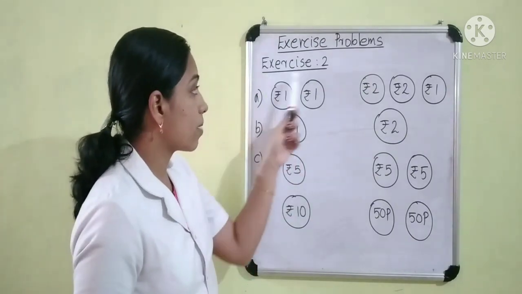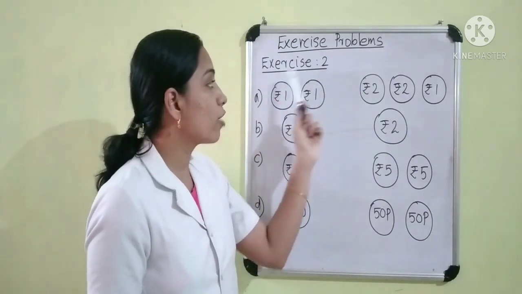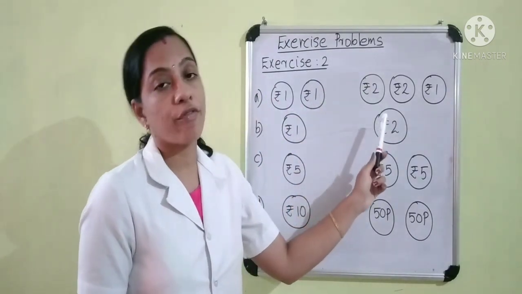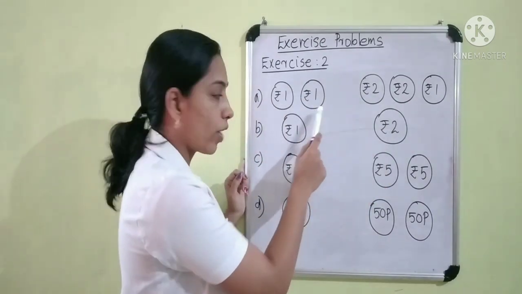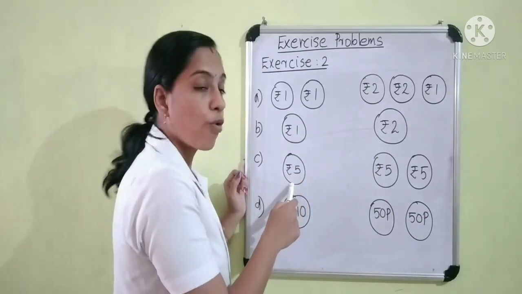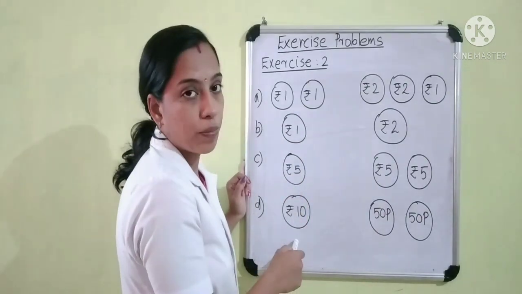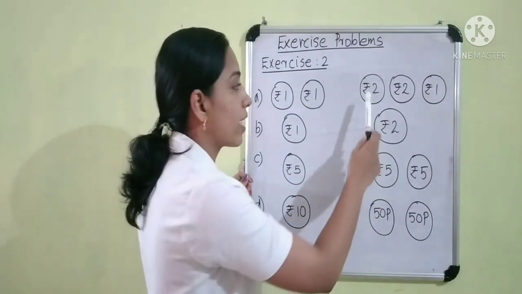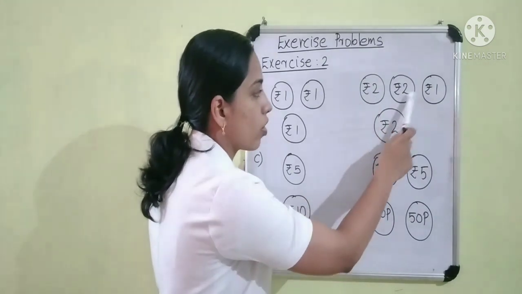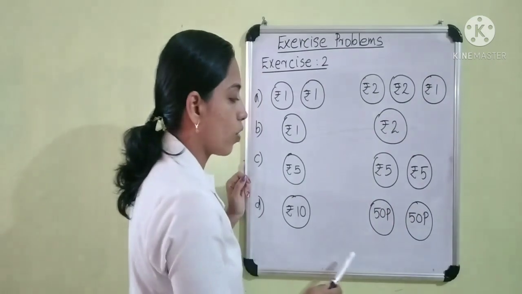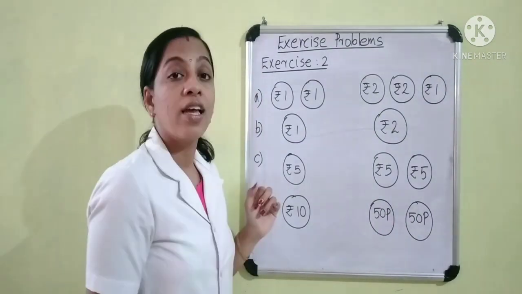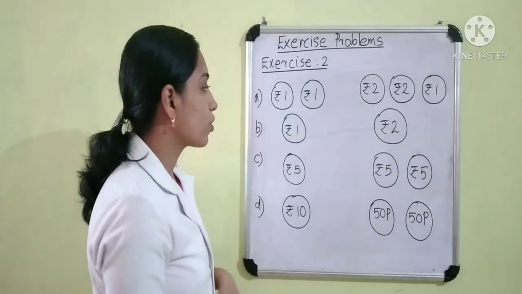That is exercise number 2. Here we have to match the values of the coins. See, children, here you can see 2 1 rupee coins, 1 rupee coin, 5 rupee coin and 10 rupee coin. On the other side, we can see 2 2 rupees coins and 1 rupee coin, 2 rupee coin, 2 5 rupees coins and 2 50 paise coins. Let us match the values of the coins.